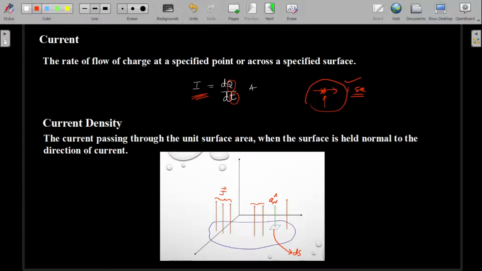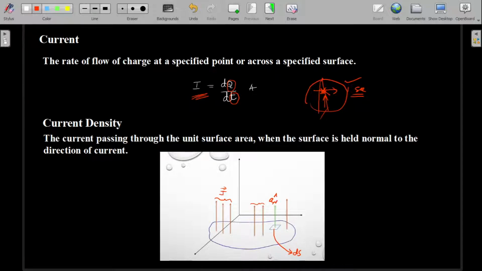So the rate of change of q with respect to time will give me current. I hope the definition of current is very clear. So the rate of flow of charge at a specified point as explained here, or across a specified surface. You can hold a surface also here, and across this surface, based on how much charge crosses, you can measure the current.